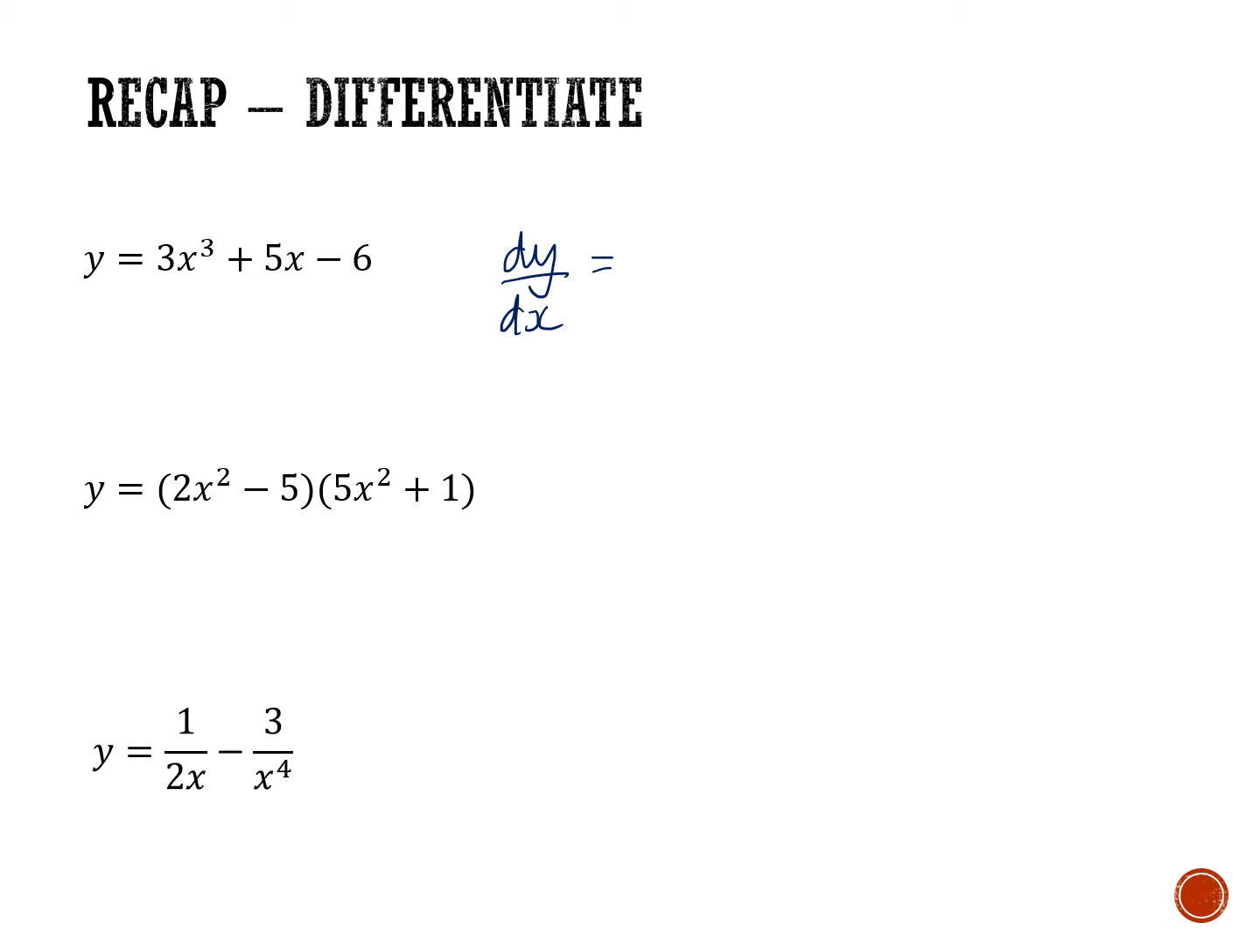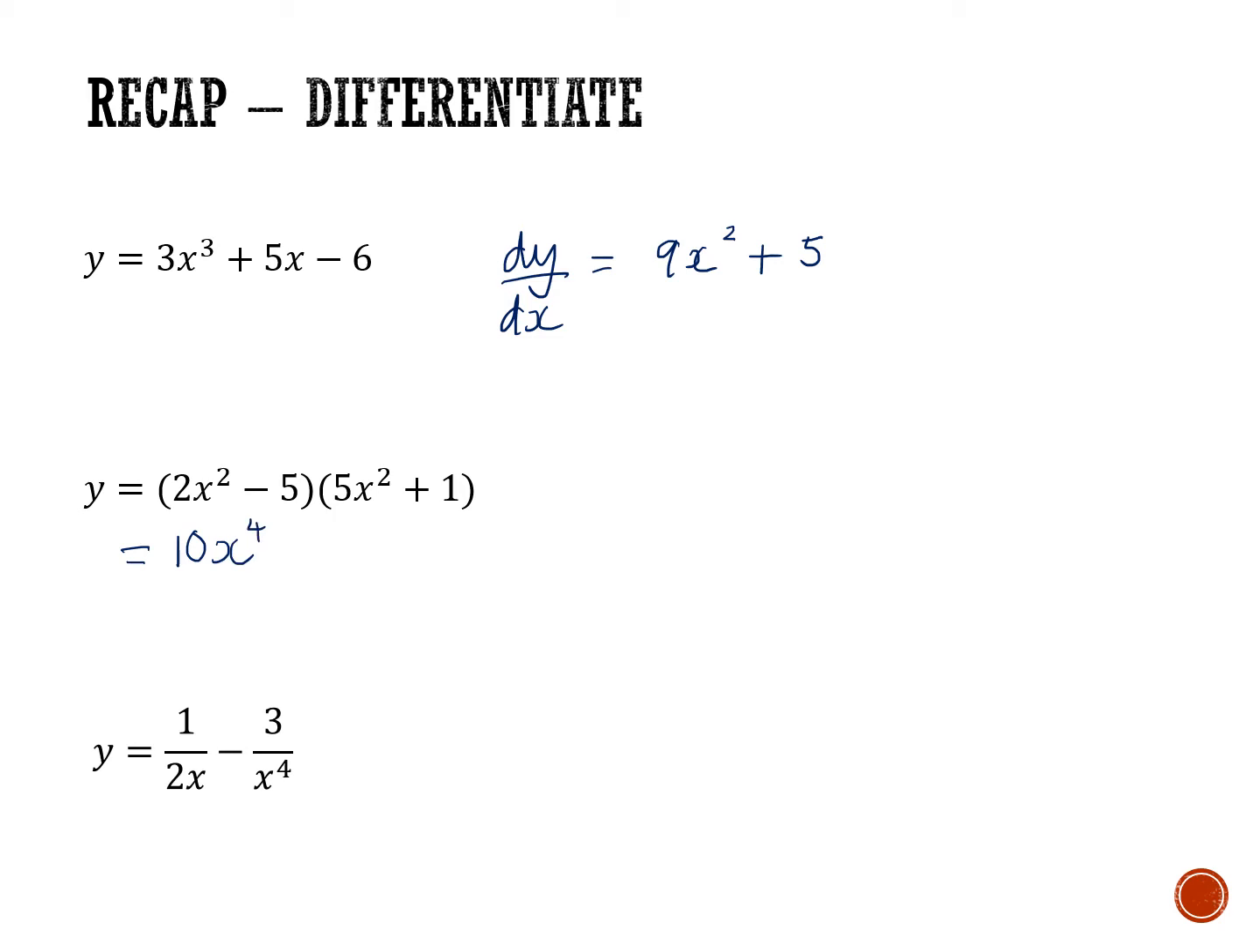Right, for your differentiation, what you should have been saying to yourself is bring down the power, reduce the power by 1. So if I differentiate that, I get 9x squared plus 5. Okay, so to differentiate the second one, at the moment we can't differentiate a product of functions, but in a few lessons time we will be able to. So at the moment the only method you can use for that is to first expand out your brackets. So expand out your brackets carefully.